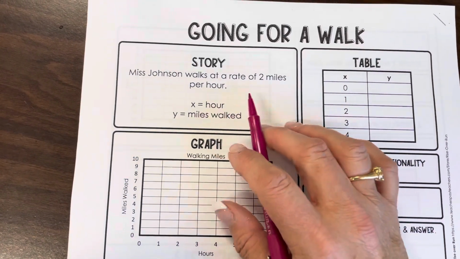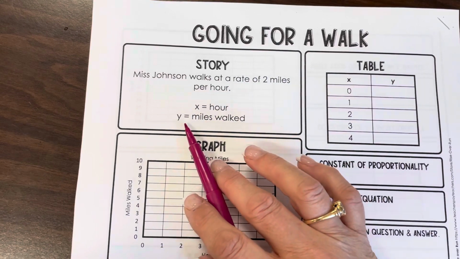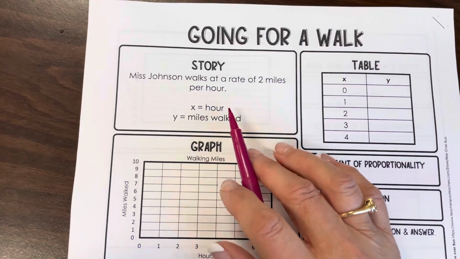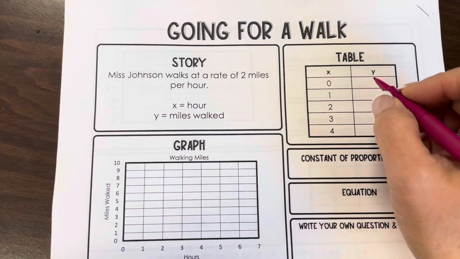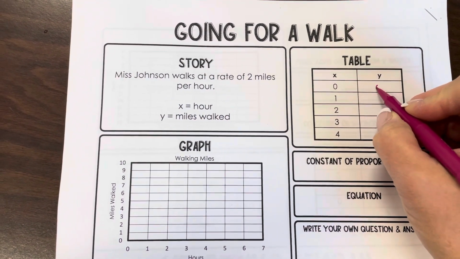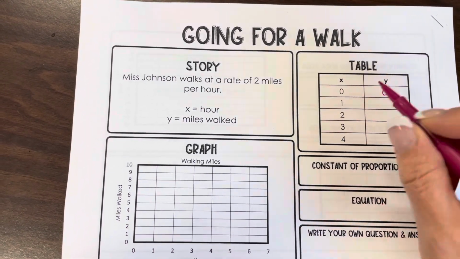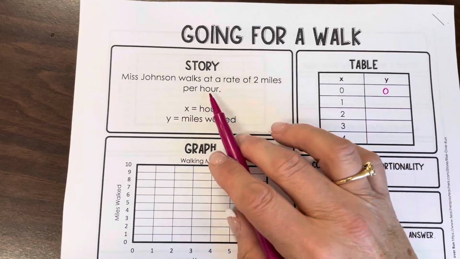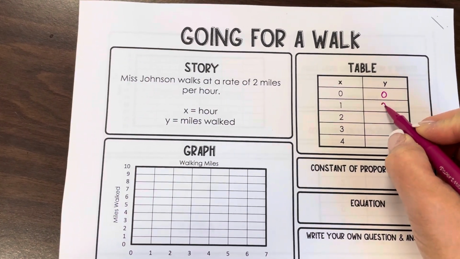Miss Johnson walks at a rate of 2 miles per hour. X is the hours and Y is the miles walked. Okay, so I'm going to start with this, 2 miles per hour. So if she walks 0 hours, that means she would, of course, walk 0 miles. So 1 hour is kind of what this is talking about, 2 miles per 1 hour. So that means in 1 hour, she walks 2 miles.